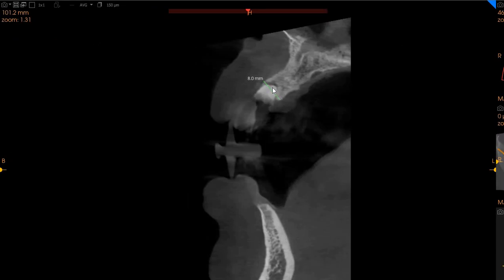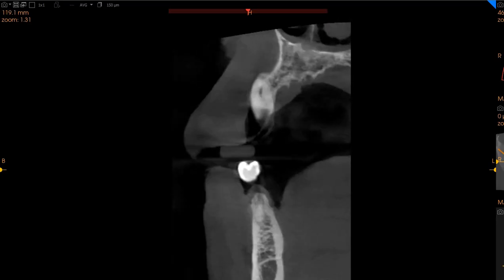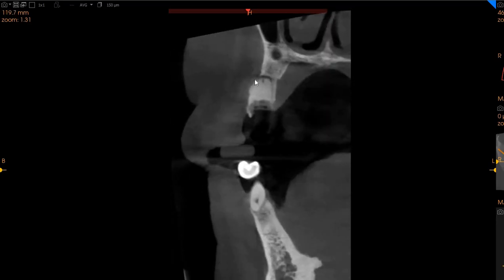So it's 8 millimeters of ridge width and approximately 12 millimeters of height in the central incisor region. Then we move towards the lateral, the 4. Here you can see we've got 9 millimeters of ridge width with 15 millimeters of height, but there's also buccal bone loss on the BDRs.